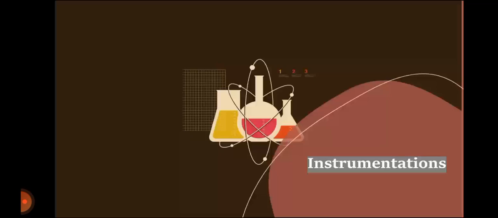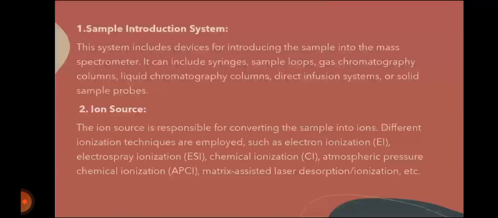Then we discuss the instrumentation of mass spectrometry, the first of which is the sample introduction system. This system includes devices for introducing the sample into the mass spectrometer. It can include syringes, sample loops, gas chromatography columns, liquid chromatography columns, direct infusion systems, or solid sample probes. Second one is the ion source. The ion source is responsible for converting the sample into ions. Different ionization techniques are employed, such as electron ionization, electrospray ionization, chemical ionization, atmospheric pressure chemical ionization, matrix assisted laser desorption ionization, etc.